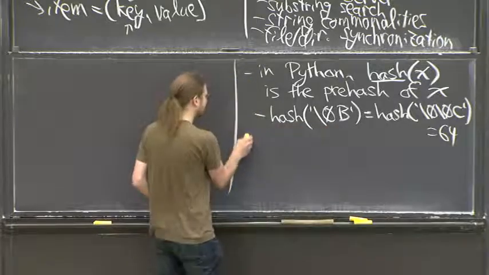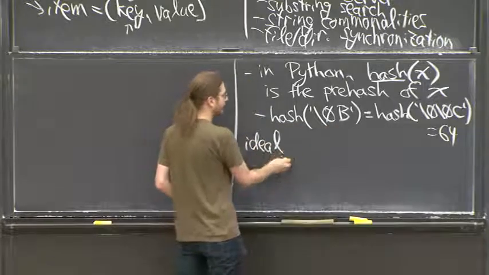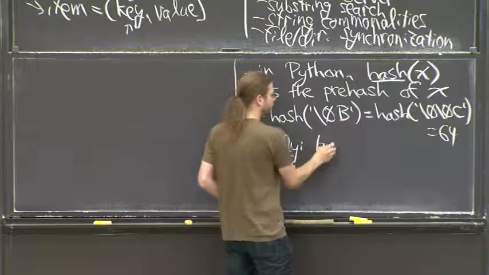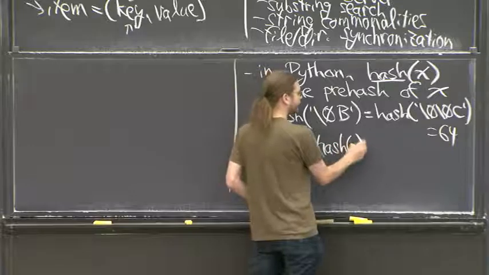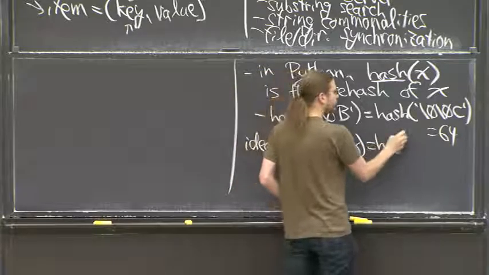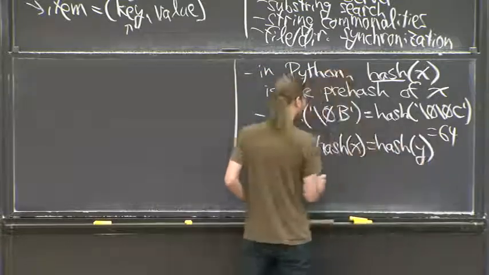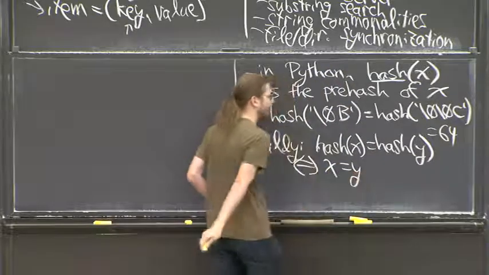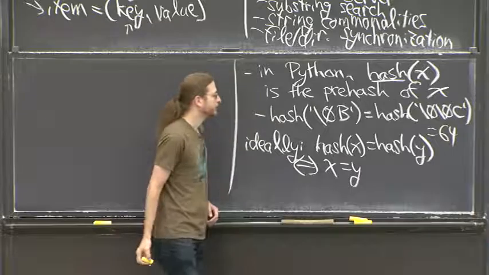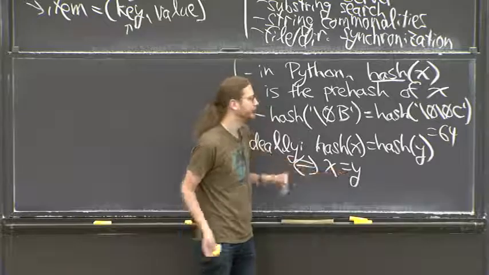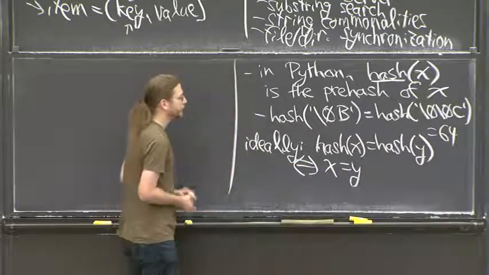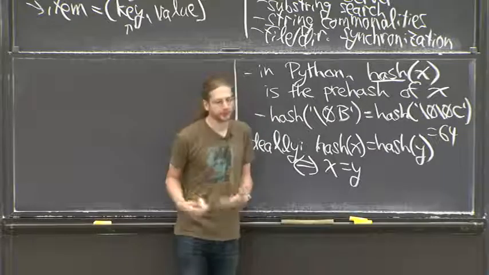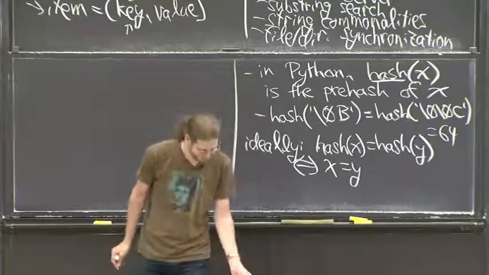What you'd like in an ideal world, and in the theoretical world, is that if the prehash function of x equals the prehash function of y, this should only happen when x equals y, when they're the same thing. In the equals sense, I guess, would be the technical version. Sadly, in Python, this is not quite true, but mostly true, let's say.